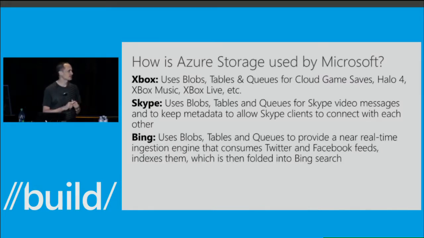Bing makes use of Azure Storage in several ways. One way which is actually quite intensive is that we take the Firehose feeds from Twitter and Facebook and we ingest them quickly in near real time into Azure Storage. Then Bing indexes those in Azure Storage and folds them back into the Bing search. The goal there is, as soon as you do a tweet or a Facebook post, to be able to actually search them in Bing within n seconds.